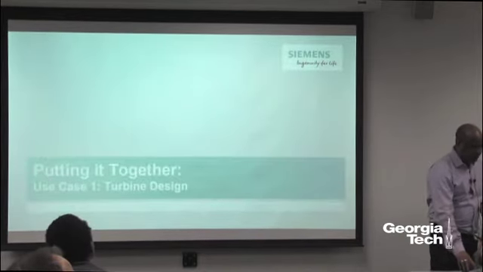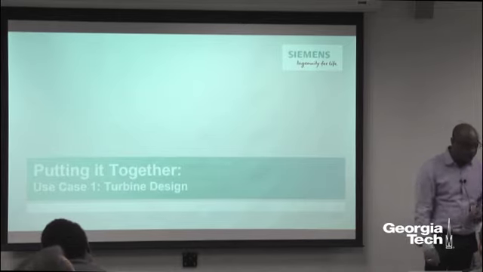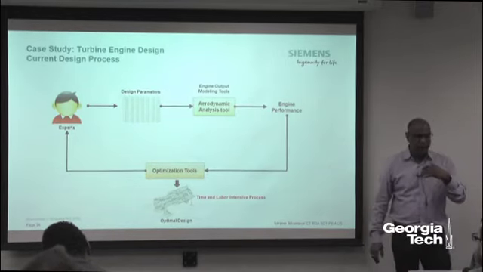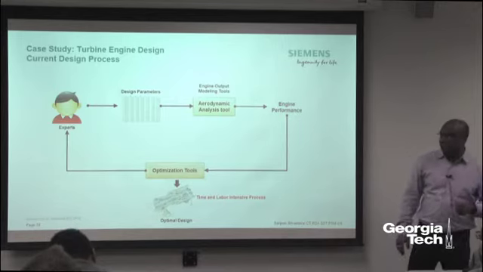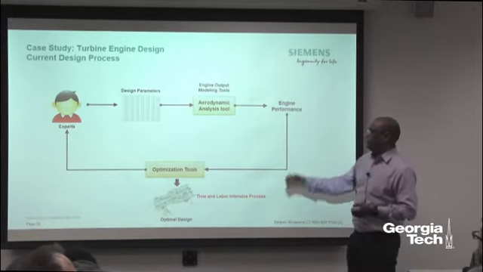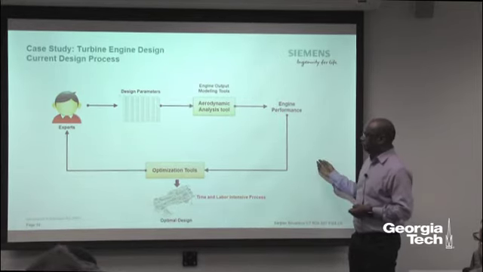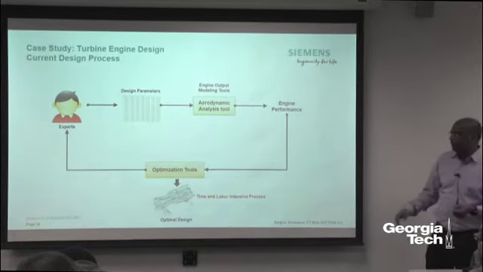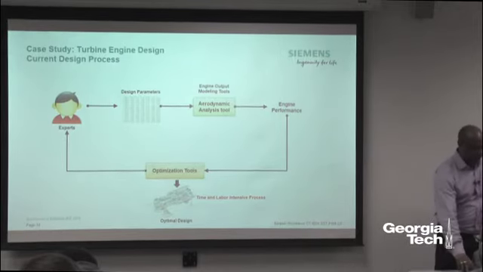So I'd like to go towards some use cases where we have applied all these technologies. The first use case is in the turbine design process, where we applied that machine learning based optimization approach. This is just a traditional approach where you have design experts who start with certain design parameters. They have some kind of aerodynamic analysis tool which gives them some engine performance, and they use that along with a traditional optimization tool to do the design process. And it can be very time consuming and labor intensive.